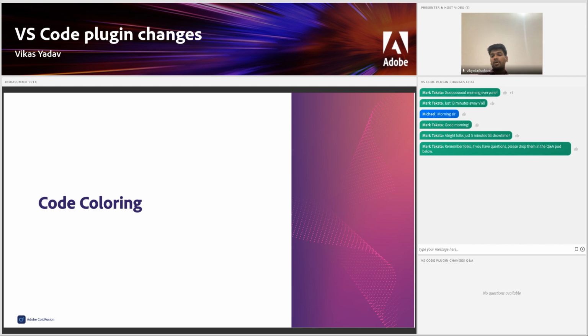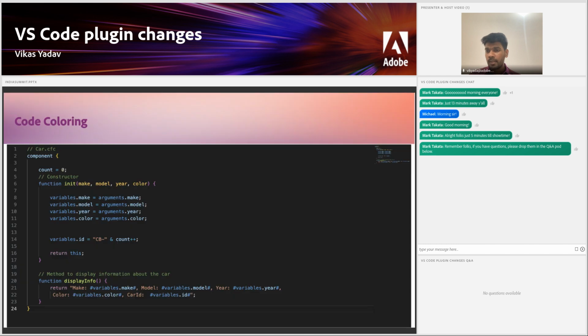Coming to code coloring, why is it important? It is for syntax differentiation. It helps you differentiate between various keywords, strings, comments, variables, and many other language-specific elements. It provides improved readability to the code. So if you see here in the code coloring, we are able to identify the variables, functions, and the other elements of the code.